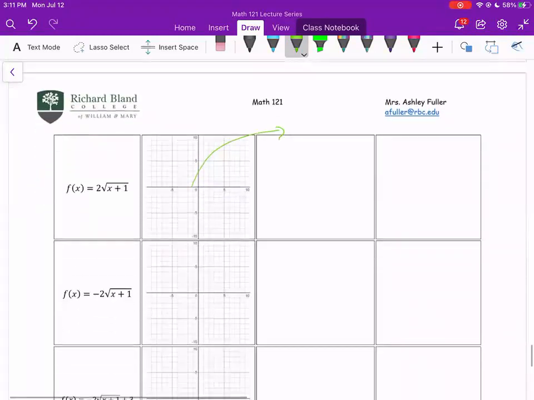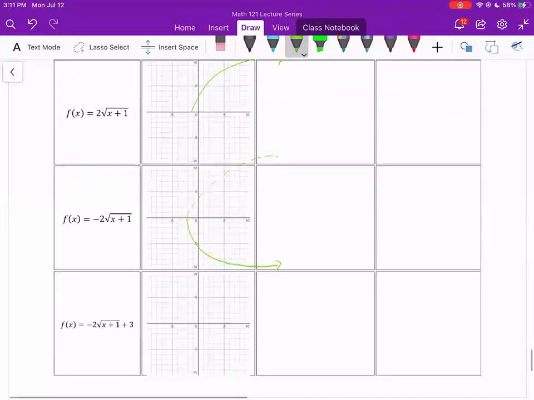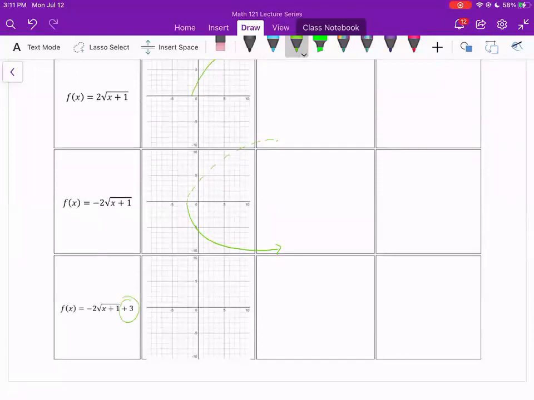Then we have a negative. That negative out front, as I indicated in your notes, is going to reflect it across the x-axis. So suddenly this graph is going to come across the x-axis. The x-axis acts like a mirror from the original graph. And then last but not least, this +3 outside is going to shift it vertically. So this graph is now going to move up 3.